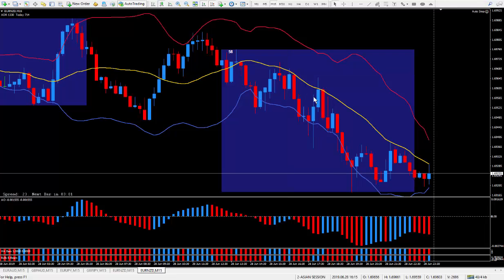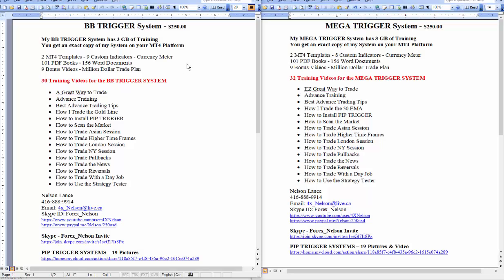So isn't it better to get 40 or 50 pips than 15? But you can definitely go in both directions. And of course, I can show you the Word documents. The one I just showed you, Bollinger Band.